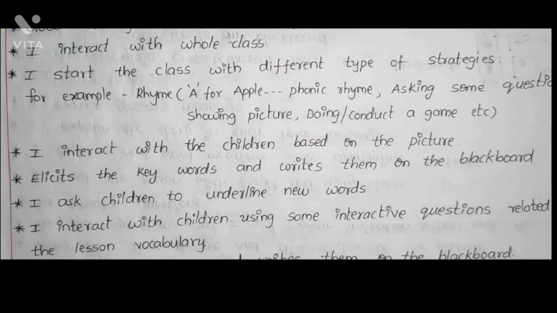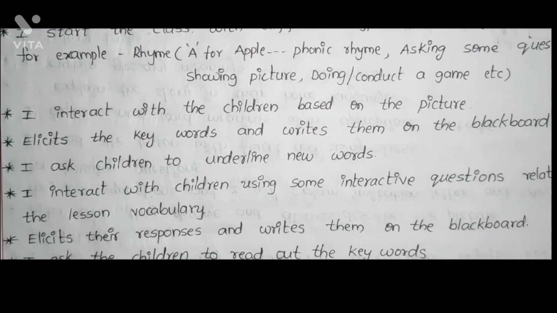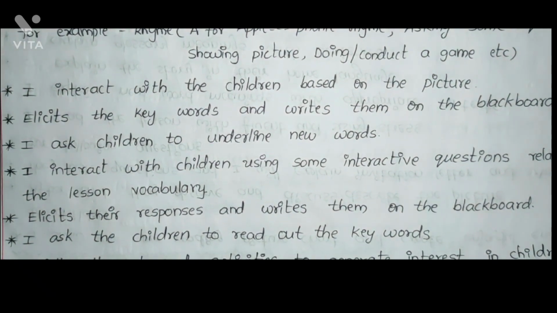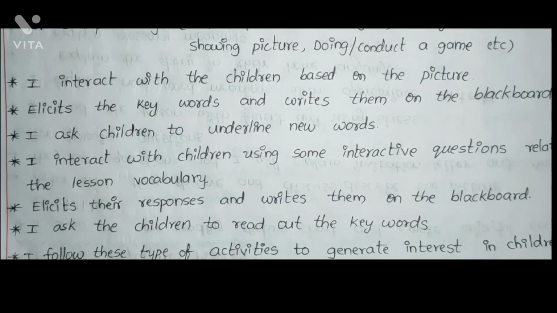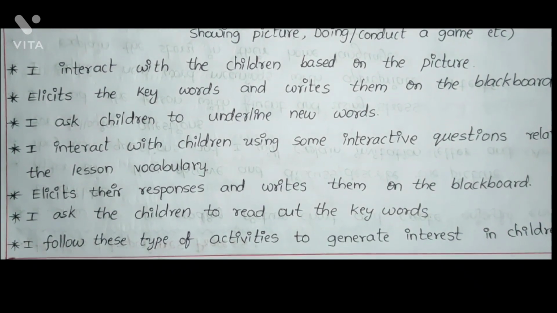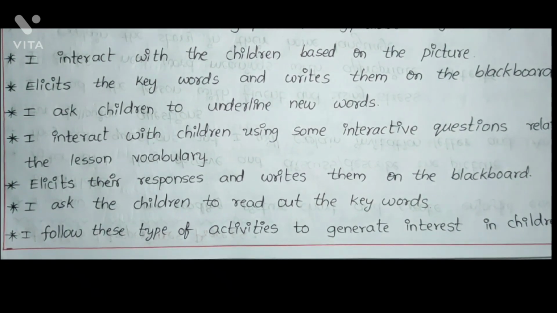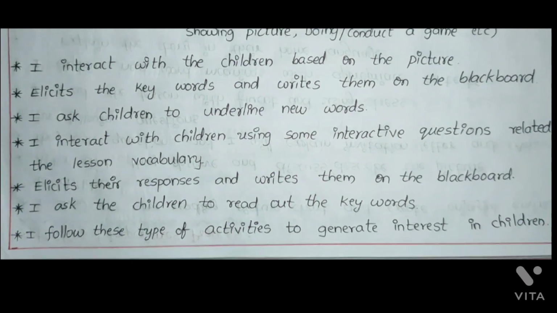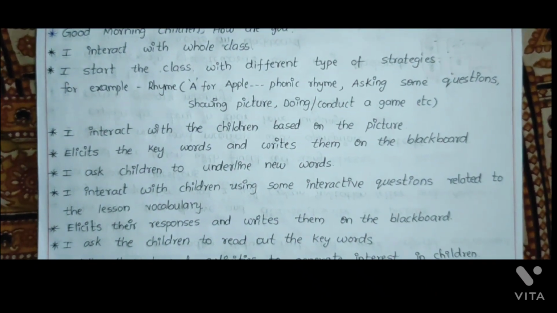I interact with the children based on the picture, elicit the keywords and write them on the blackboard. I ask children to underline new words. I interact with children using some interactive questions related to the lesson vocabulary, elicit their responses and write them on the blackboard. I ask the children to read out the keywords. I follow these types of activities to generate interest in children. Many activities we will do.